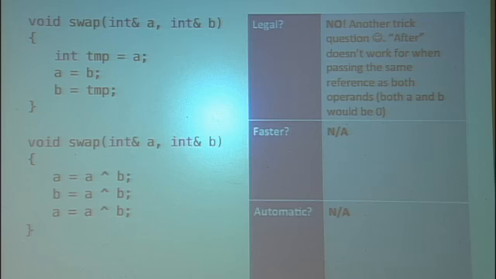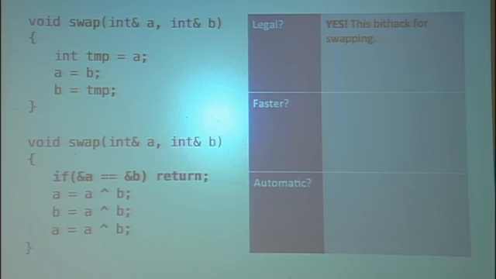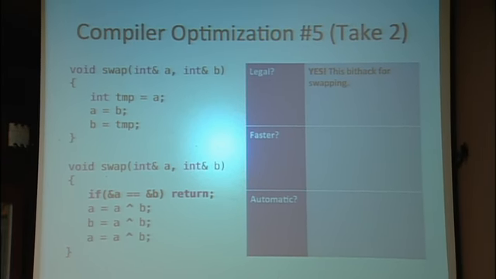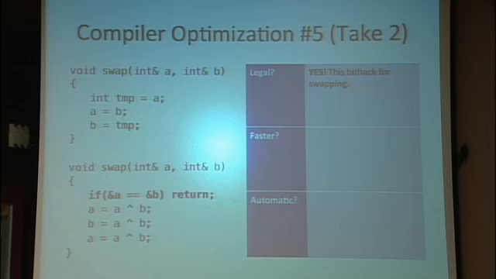Can you check for equivalence of references in C++? Indeed you can. If you take the address of a reference, it gives you the address of the original value. So this would be the proper way, I guess, of doing an XOR swap.